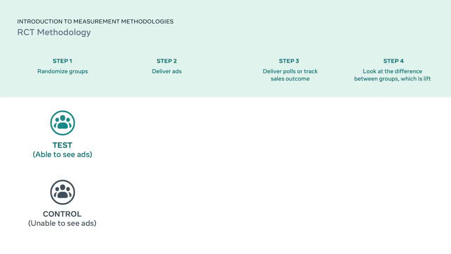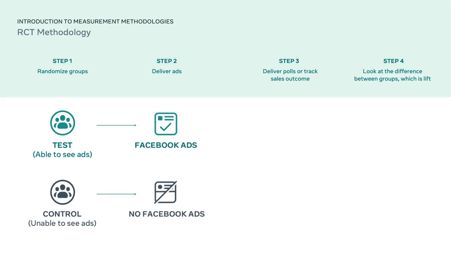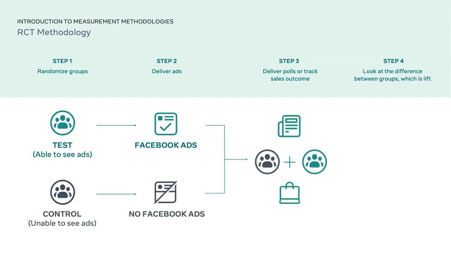Let's go into this step by step. First, to measure the impact of your ads, Facebook Lift Solutions will randomize your audience into test and control groups with similar characteristics, as we just saw. The system will then deliver ads to the test group, and then it delivers a poll or tracks sales outcomes through data sources for both the test and control group. Finally, the system compares poll results or sales outcomes from the test group of people who saw your ads against the control group of people who didn't. And this would allow us to measure the incremental impact of your campaign.